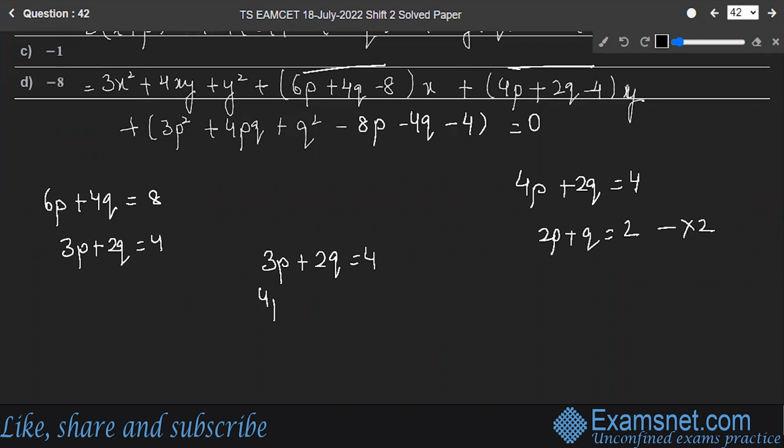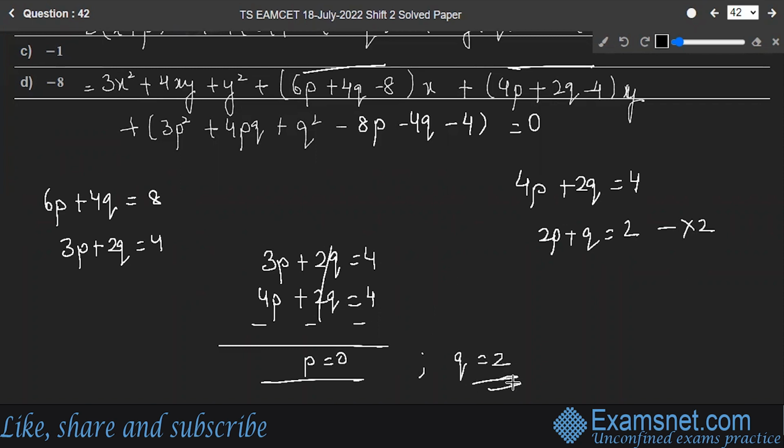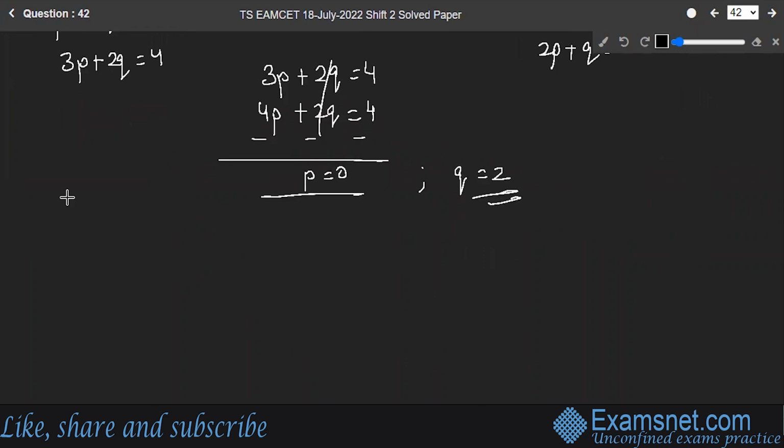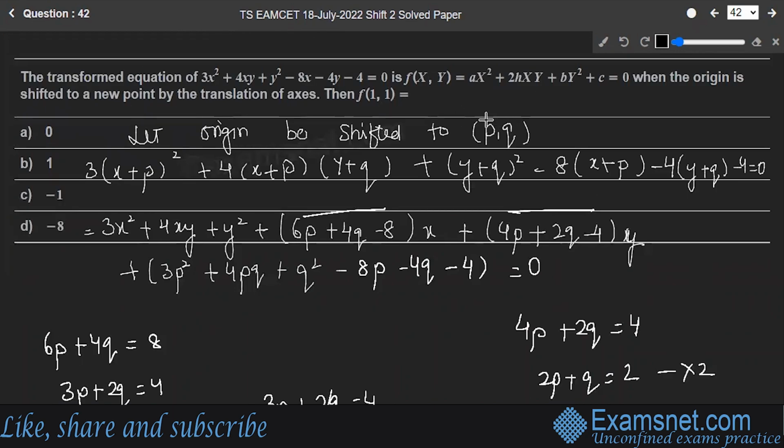You have 4p plus 2q is equal to 4. You will have p is 0. And when you solve this, you will get the value of q to be equal to 2. Right? Now, in the question, it's given that f(x, y) is equal to this.